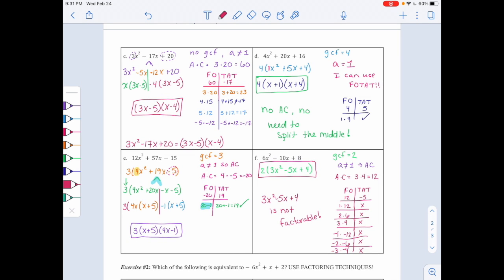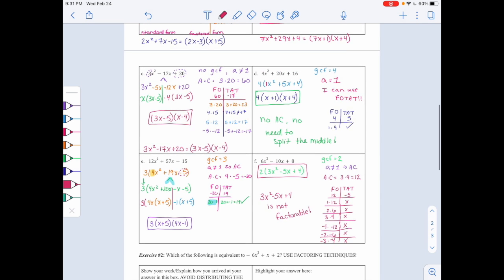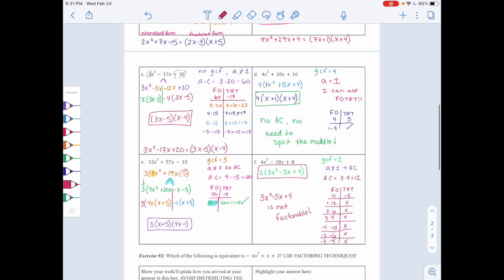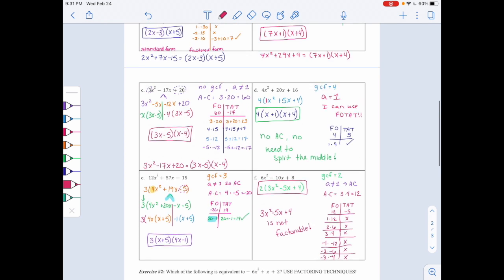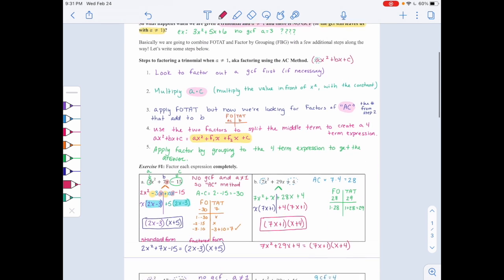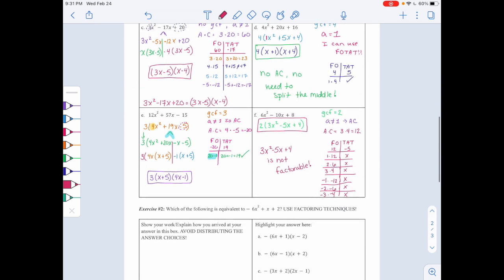So that's the straightforward examples. I have a couple of more examples that kind of take a different twist on factoring, but that is the skill of factoring with AC method in a nutshell.